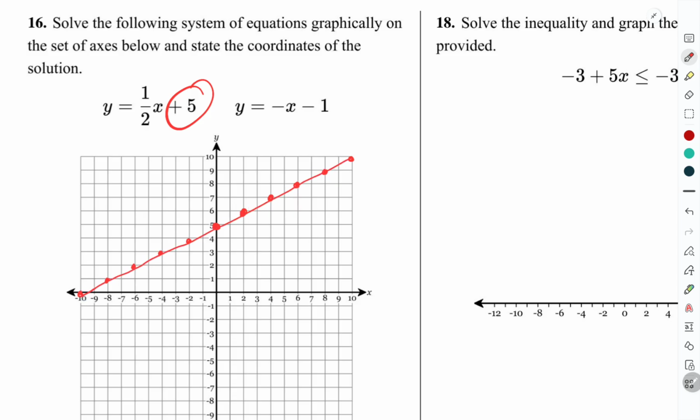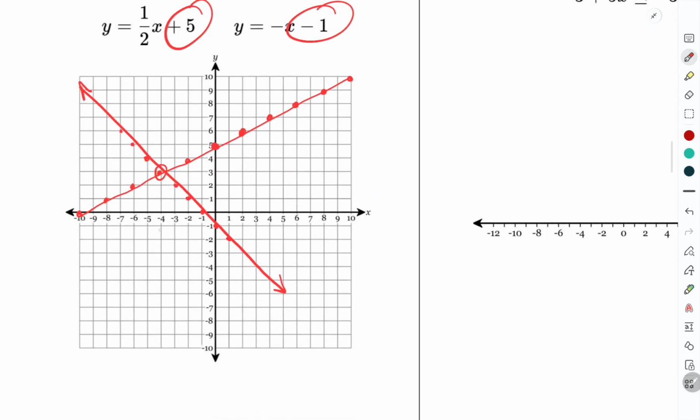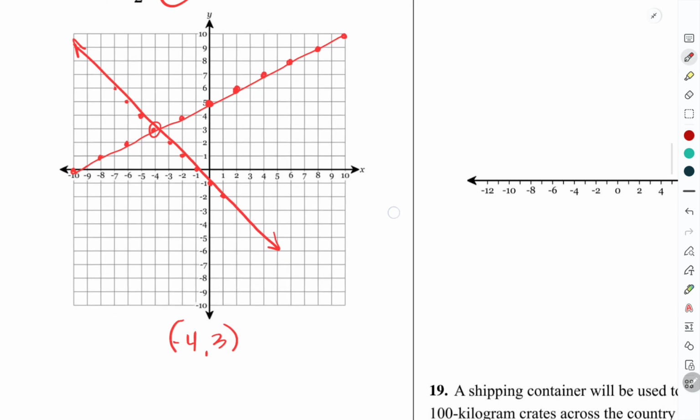Okay, one more time. My starting point for this one is -1, and my slope is -1, so looks like I'm going to end up crossing right here. Eyeball it. There we go. Okay, my solution is x value first, -4, +3.